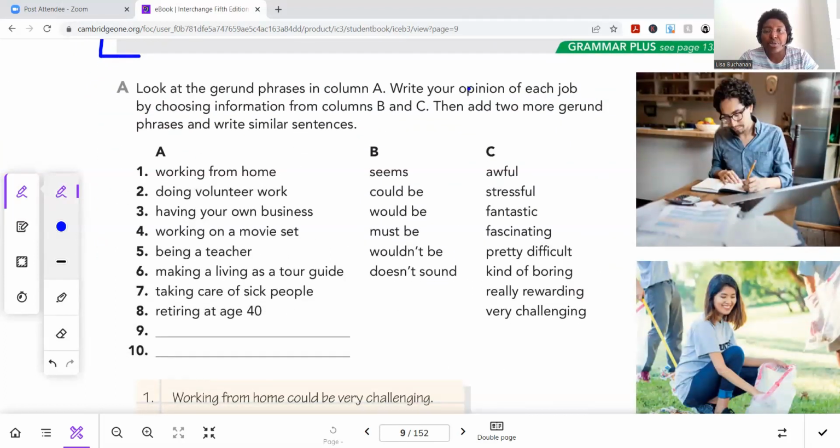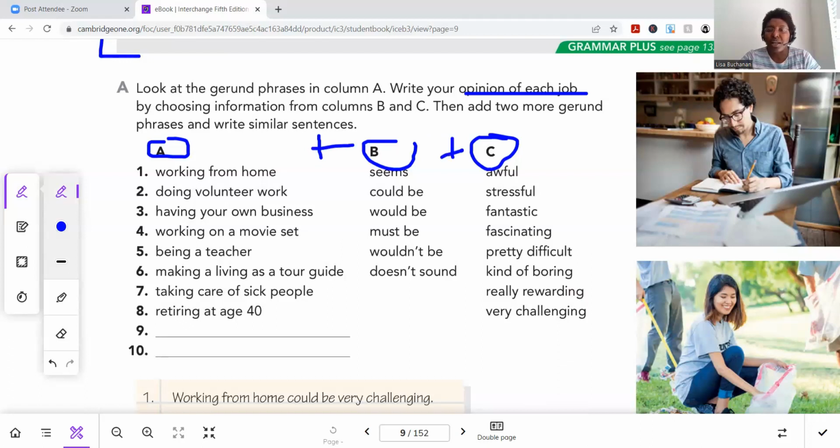Now you need to be able to express your opinion of a job, and this is how you can do it. So we have column A, column B, and column C. So you can take anything from column A, B, and C and put them together, and you can form a sentence. Of course, it has to make sense. So there's more than one right answer here. But we just don't want to say that a job is good, a job is bad, I like this job, I don't like this job. You want to be able to have more ways to express your opinion.